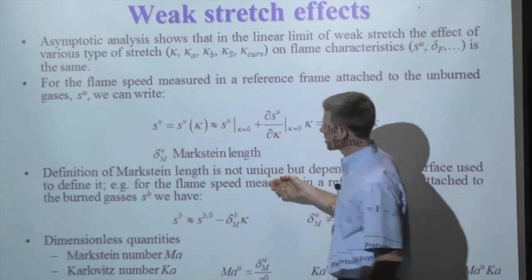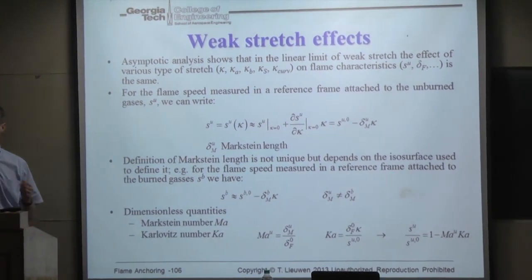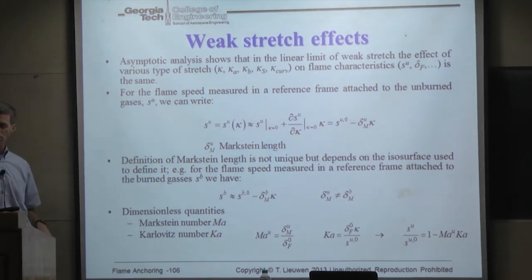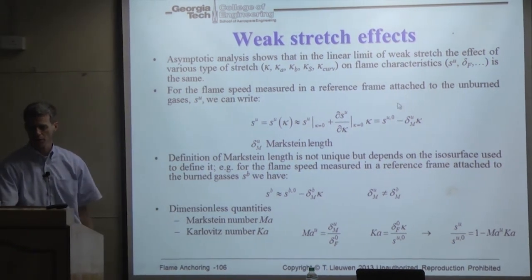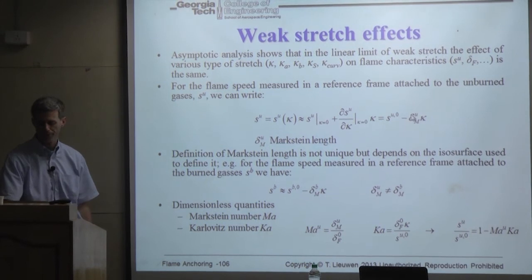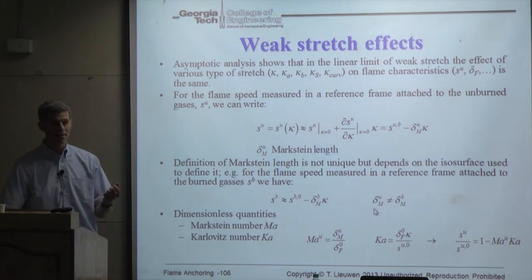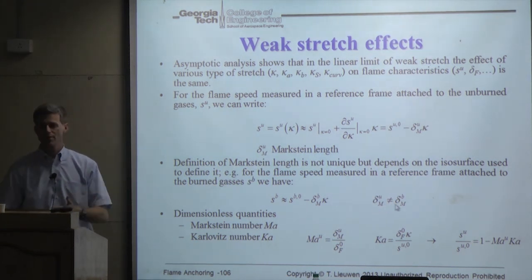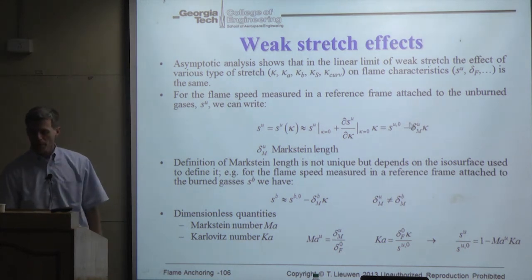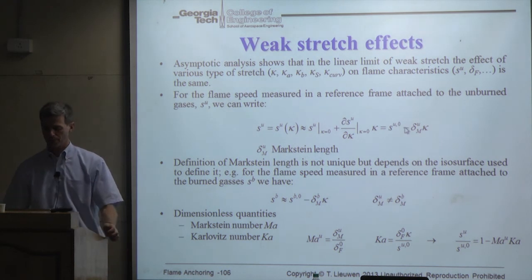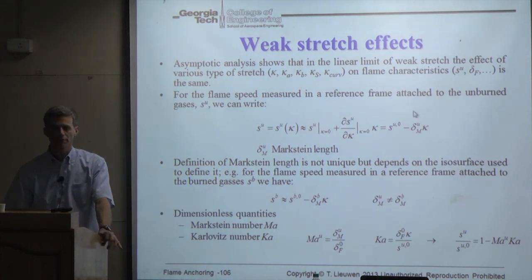Now, I want to emphasize something, and we'll get into this a little bit more later: for this definition of the Markstein length, there's not one single definition. It depends on the iso-surface you use. I could just as well be looking at the flame speed with respect to the products. Then I would have delta M superscript B for burned gases. The sensitivity as measured with respect to the reactants is different than the sensitivity as measured with respect to the products. But bottom line, for historical reasons, George Markstein put a negative sign in front, which is why there's a negative here.